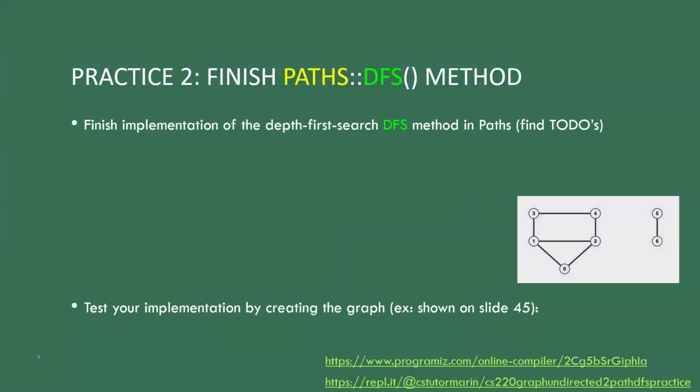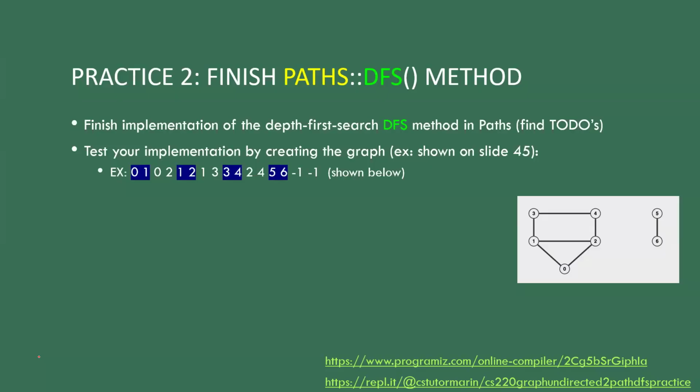Okay, so let's see if we can finish this part of the code. It's a little bit of a heavy lift, so we'll take some time with it. We're going to try to create this graph right here. Then we'll do some reachability tests, say reachability from 0. Obviously, we should not be able to reach 0 from 5 or 6, so our analysis should support that.